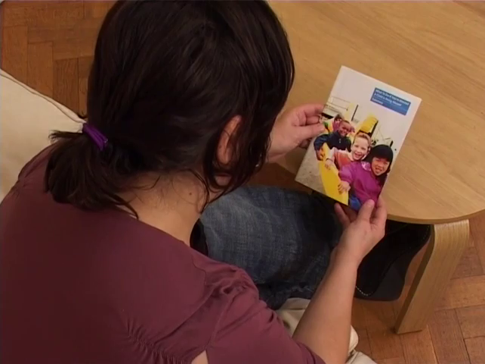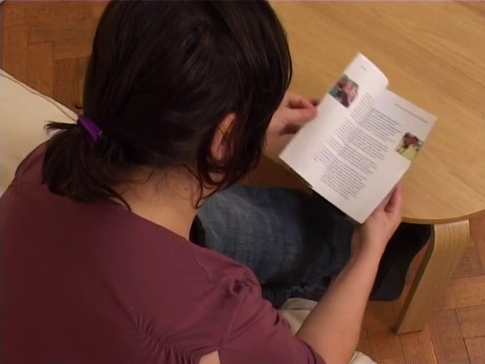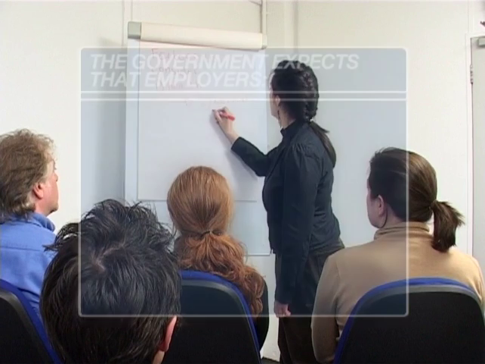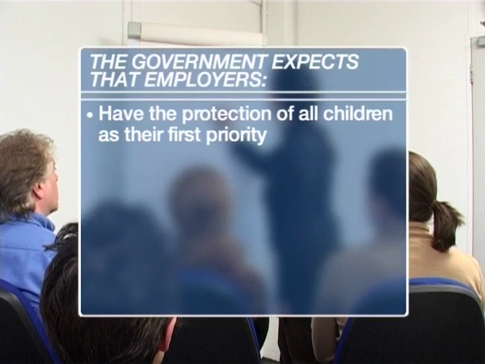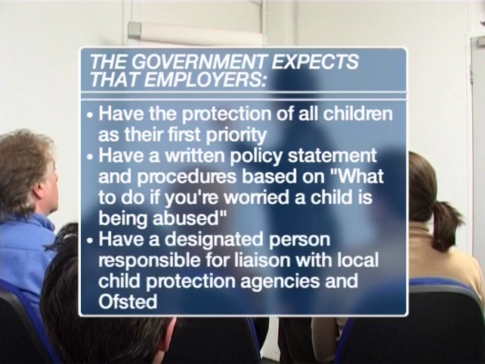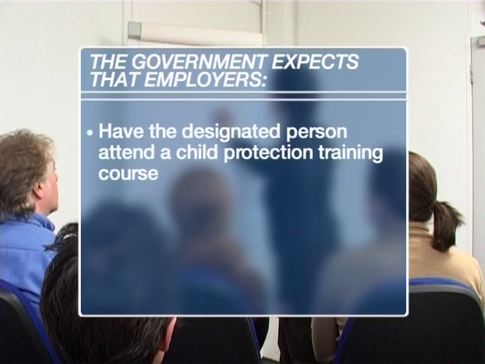Depending on your setting, various government regulations about the care and protection of children will apply. In its daycare standards, for example, the government expects that employers have the protection of all children as their first priority. They have a written policy statement and procedures based on the summary version of the government's booklet, What to Do If You're Worried a Child is Being Abused. There's a designated person responsible for liaison with local child protection agencies and Ofsted. The designated person has attended a child protection training course.